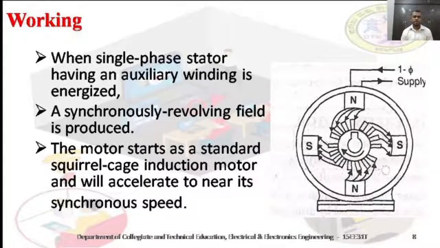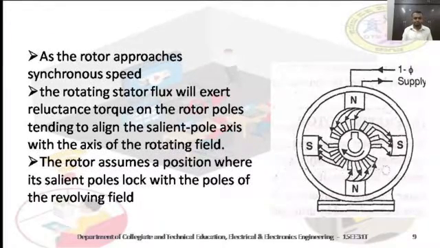Yeah. The motor starts as a standard squirrel cage motor and will accelerate nearly to its synchronous speed. So the beauty of this reluctance motor is that it will be running nearly at its synchronous speed. So the maximum speed which we are assuming, up to that the squirrel cage induction motor will be accelerated. Next, as the rotor approaches synchronous speed, it will be able to catch the synchronous speed.